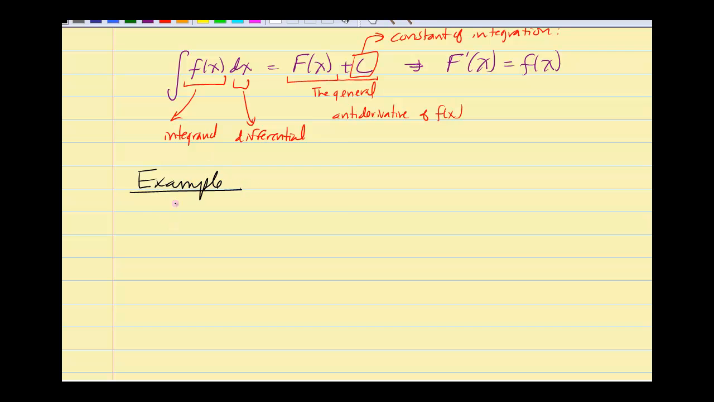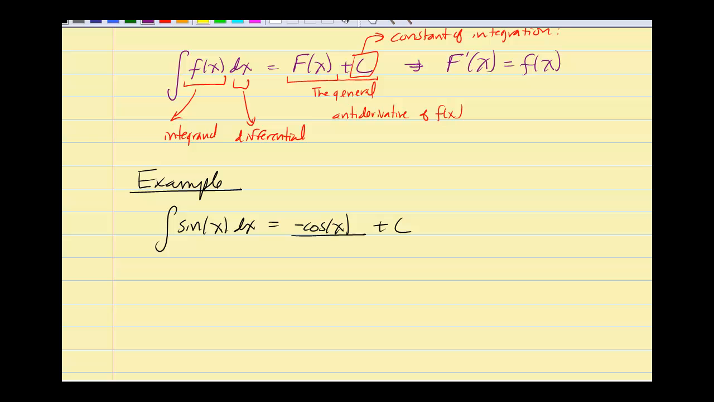So for this example, I want to look at the integral of the sine of x dx. So I know I'm going to get something plus c. Now let's think about this a little bit backward. I really don't know anything about the integral of the sine, but I do know that if I take the derivative of cosine, I get negative sine. So therefore the integral of sine must be negative cosine.